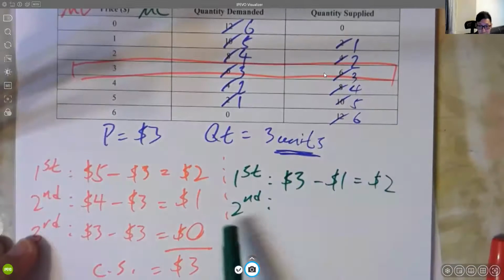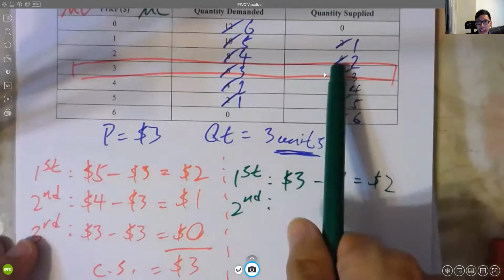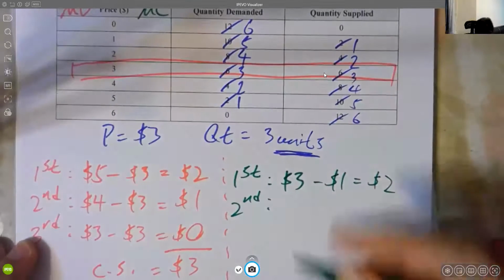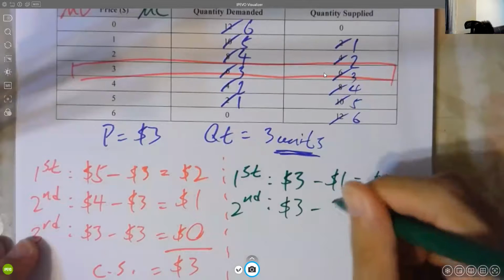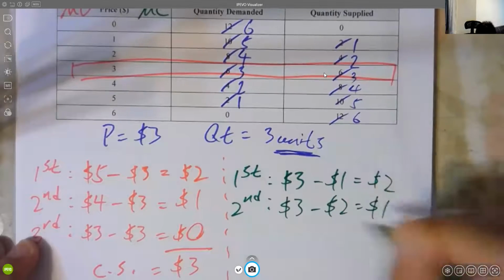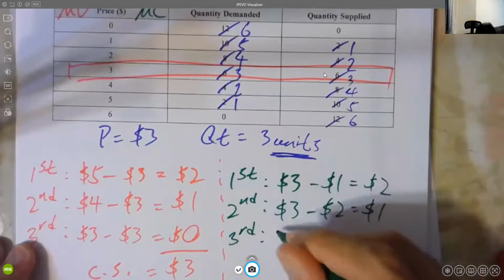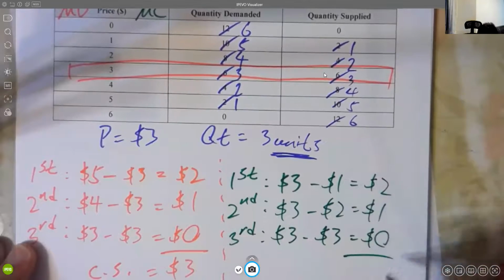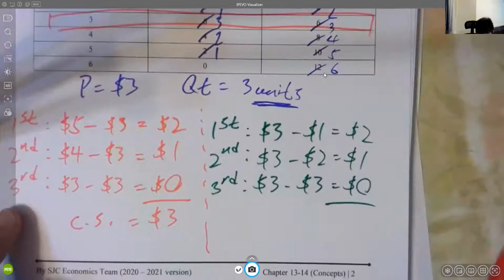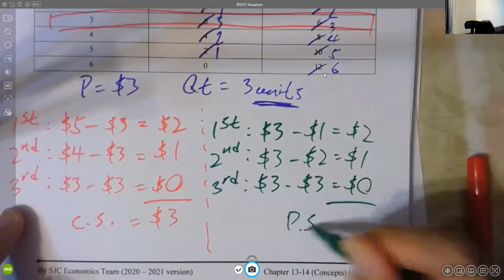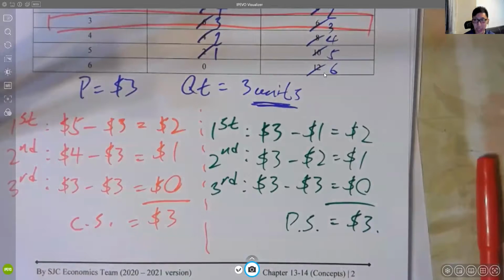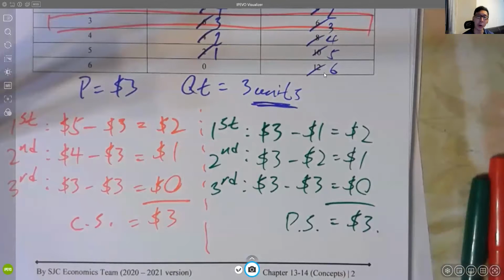Same token, you see the second unit right here, QS second. The MC will be $2. So $3 minus $2, one. Third unit, 3 minus 3, 0. Therefore, you will see that our producer surplus would be $3 in total. All right. Now, this is the mathematical calculation. Now, let me be honest with you.